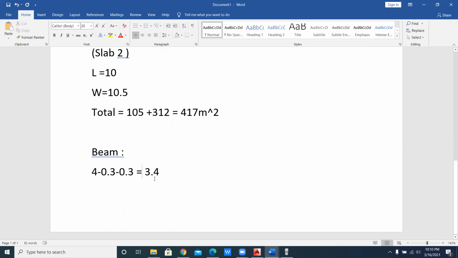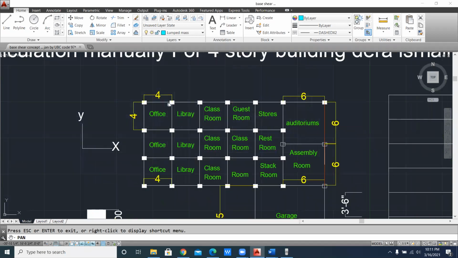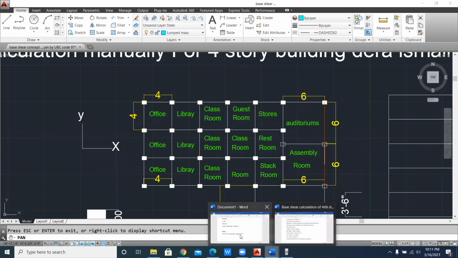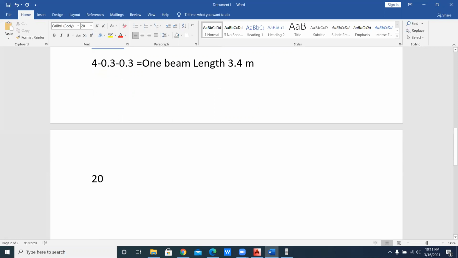What is this 3.4? This is one beam length, okay? You can give it a name in meters. Now you have to count how many beams of 4 meters there are, okay? That is 1 beam, 2 beam, 3 beam, 4 beam, 5 beam, 6, 7, 8, 9, 10, and so on, up to this, okay? Whenever you count here, you will find that it is normally 20 beams. One beam has length 3.4, okay?